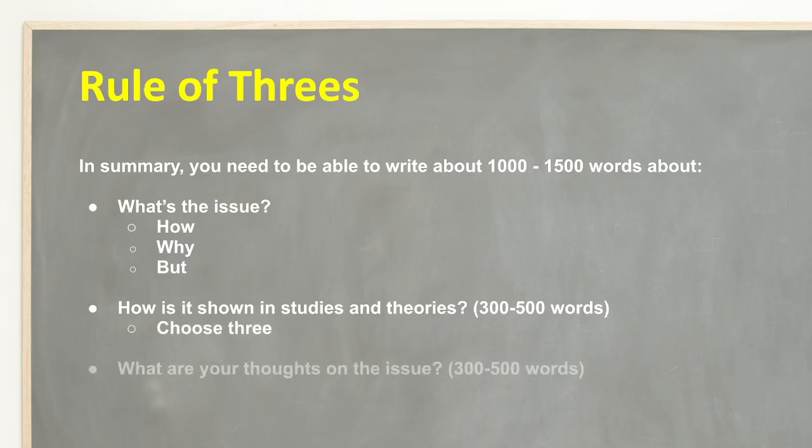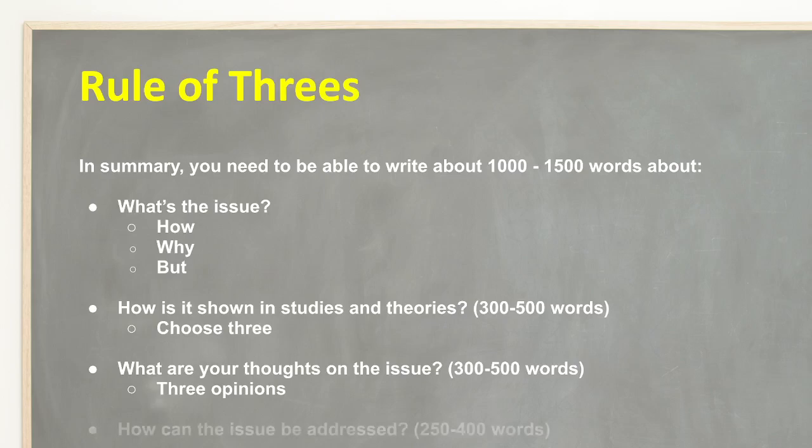Choose 3. Look at 3 studies and theories. All right. What are your thoughts on the issue? Have 3 really well developed opinions that you want to present, at least 3. And how can it be addressed? The 3 R's. So the rule of threes is just such a great rule to use to structure so much in psychology. So I'd recommend it for each of these 4 questions.